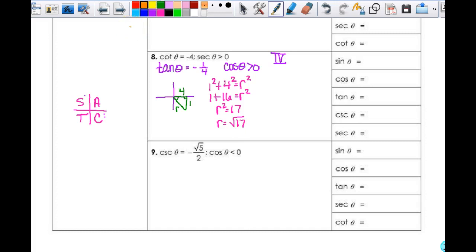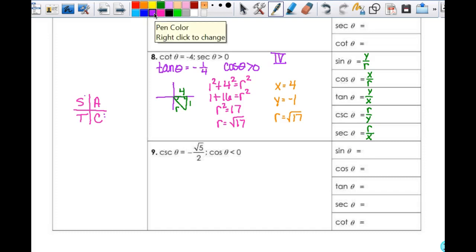So I have my x value here. This is a positive x. This is a negative y. And then r is positive, of course. So as a little reminder of what we're trying to do, sine theta is always y over r. Cosine is x over r. Tangent is y over x. Cosecant is the reciprocal of sine, so it's r over y. And secant is the reciprocal of cosine, so it is r over x.